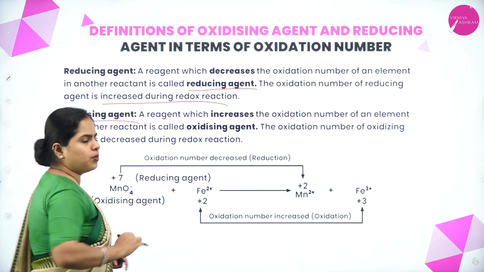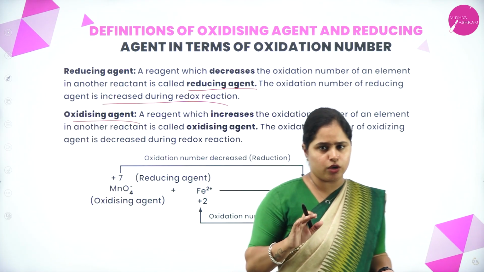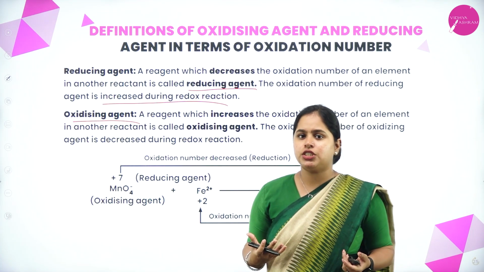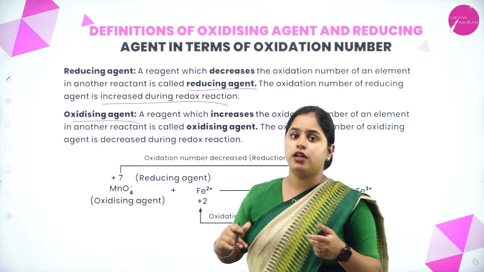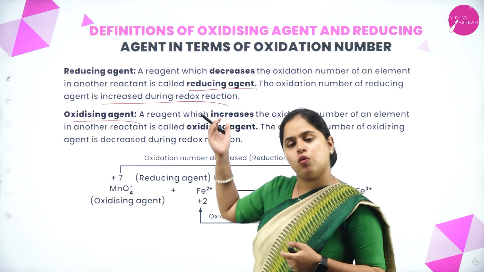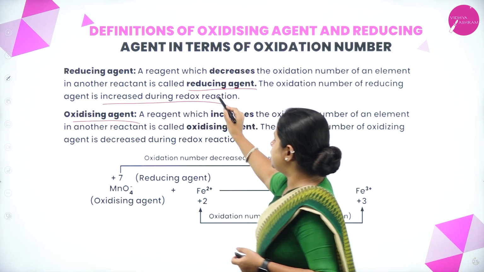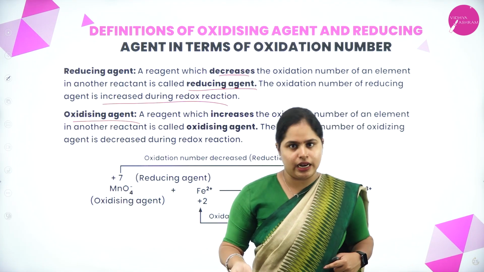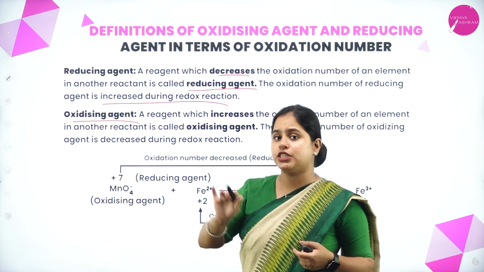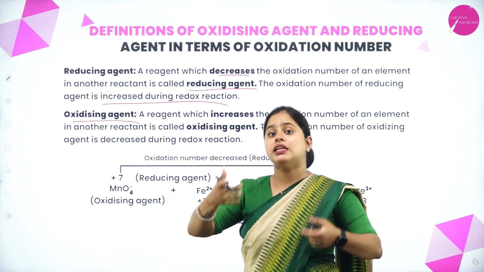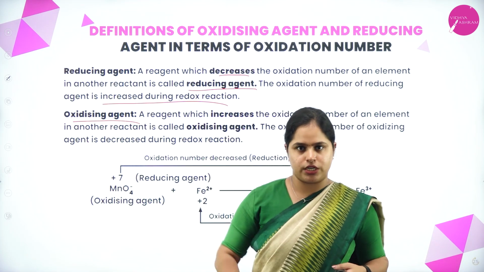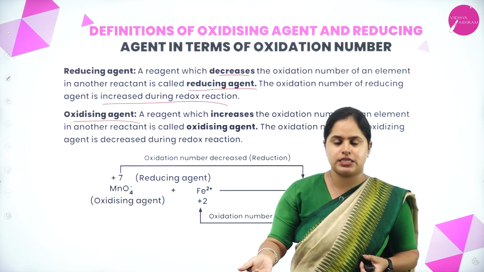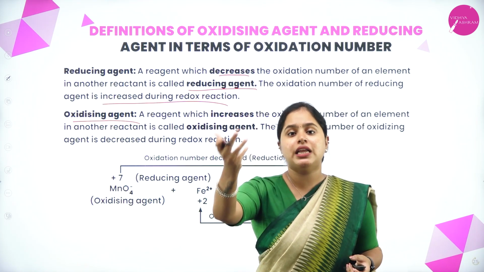So we have discussed what is oxidizing agent and reducing agent, right? So what was the reducing agent? Reducing agent is basically the compound which undergoes oxidation, right? So what is written here? Reducing agent is a reagent which decreases the oxidation number of another element. It decreases the oxidation number of another element, but it itself increases its oxidation number. So in the reducing agent, what happens? It gets oxidized. That is, its oxidation number increases.